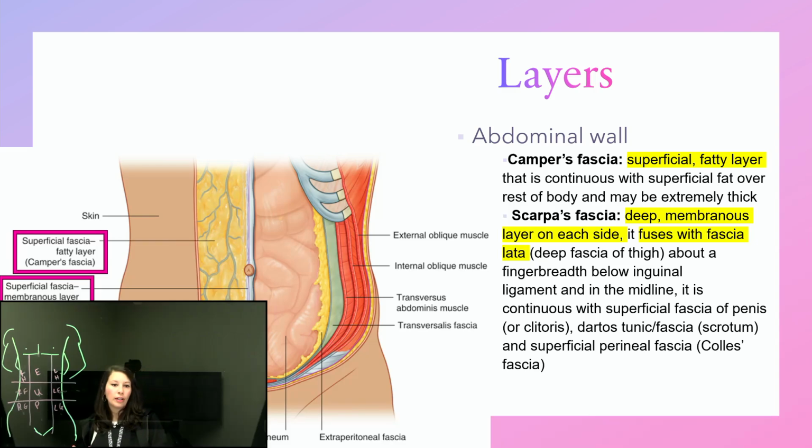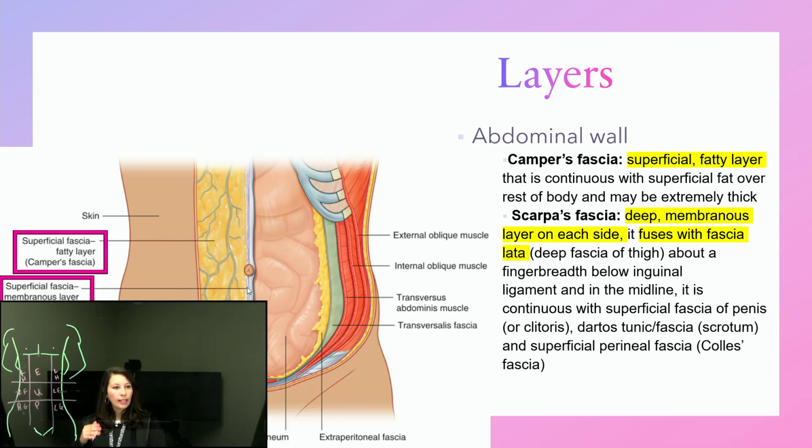The most upper layer is known as your Camper's fascia. This is the most superficial fatty layer. And so this one is going to be continuous with the superficial fat over the rest of the body, and it could be thick in some cases.